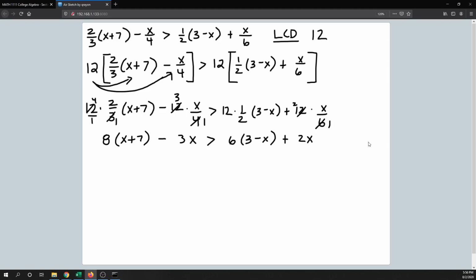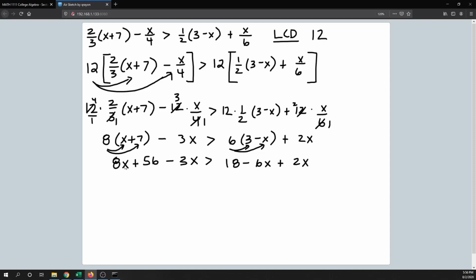Okay, so next up, just keep simplifying both sides as much as possible. Over on the left side, I am going to distribute the 8 through the parentheses and get 8x plus 56. And just rewrite the minus 3x. Over on the right hand side, I am going to distribute the 6 through the parentheses and get 18 minus 6x. And don't forget to bring down that 2x. So each side is a little simpler than it was.